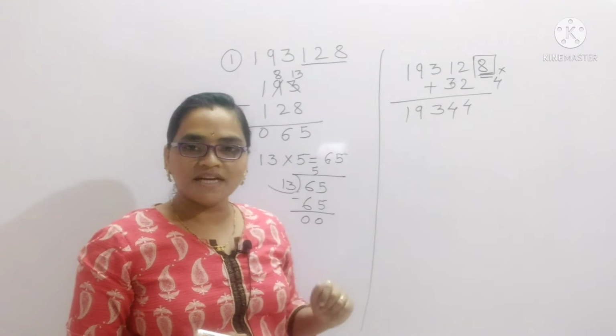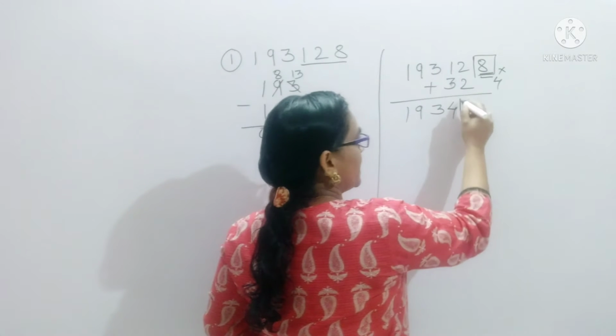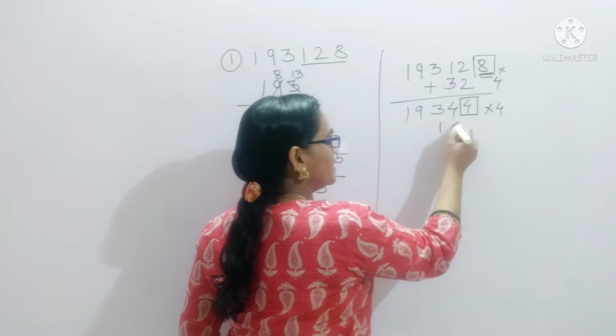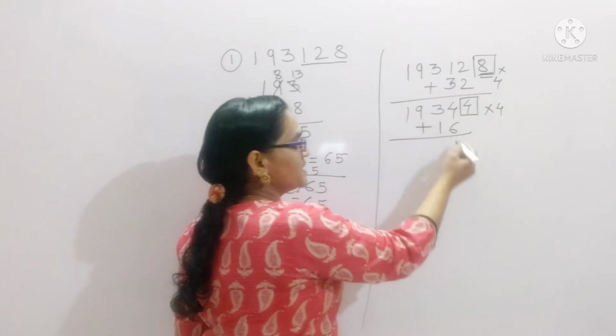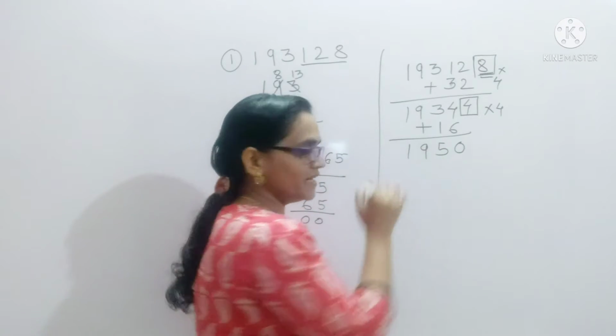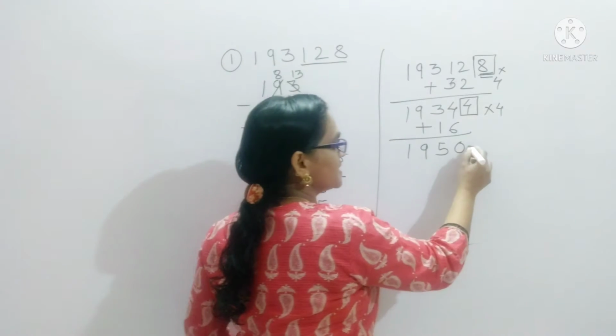But this is also a bigger number, then continue the same process. Multiply the last digit by 4. 4 fours are 16. Add the product to the remaining number. 6 plus 4 is 10, 1 carry, 3 plus 2 is 5, 9, 1, 1950. Again continue the same process.